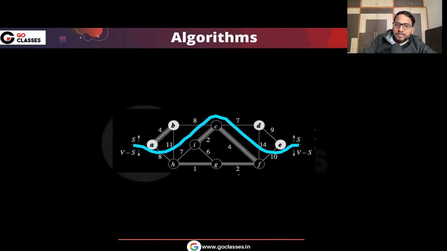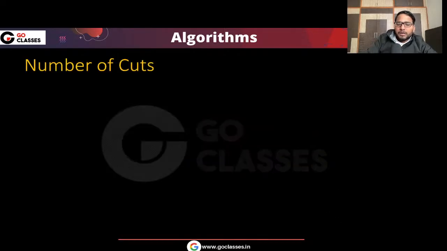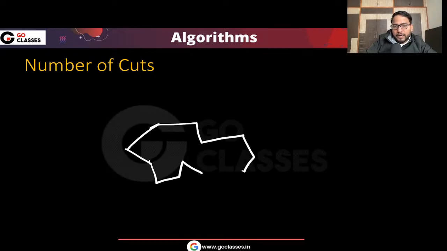For example, if this is a graph, you can say this is a cut. Anything is a cut. You can draw like this, or maybe like this, or anything, right? So this is a cut. Now what does this cut property say?